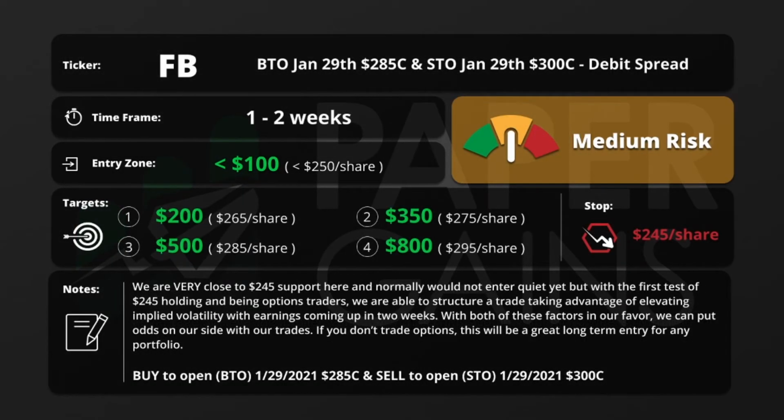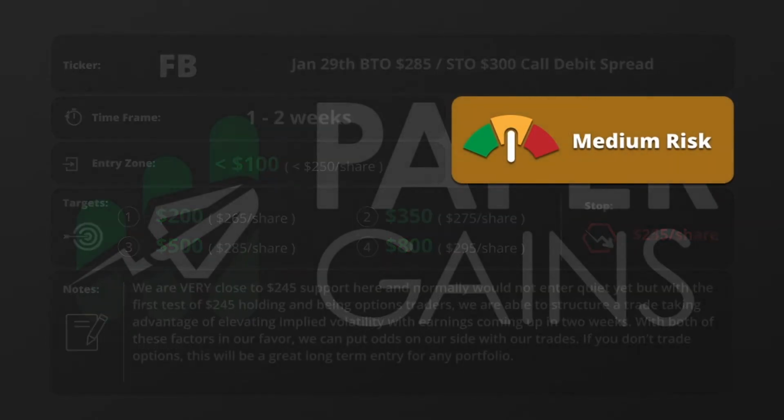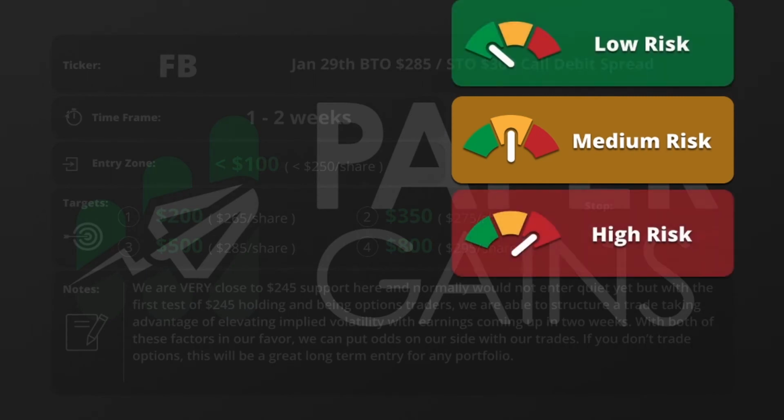The next part is risk. This trade was a medium risk trade, but we have 3 different categories. We classify these by 2 things. One is the probability of the trade being profitable, and 2 is the risk reward ratio. So how much am I risking versus how much can I make on this trade?